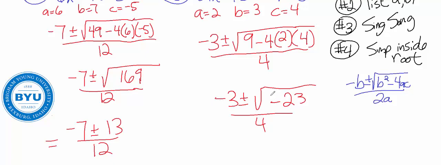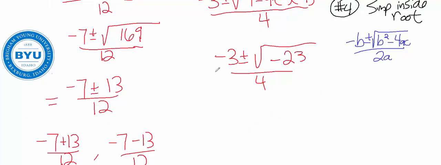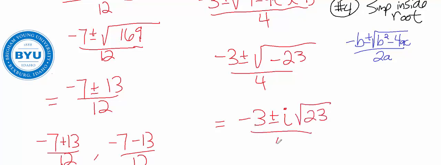Whoa! We have a negative inside a root. Now 23 doesn't break down, there's no perfect squares in there. But we do have a negative inside the root, and so therefore we need to pull it out and make it an i. So I'm going to put -3 plus or minus i root 23 all over 4. That's my answer there. You might have put the i after that. That's fine too. Usually we're going to put i in front, especially when it's written in this quadratic formula situation. That's just kind of more common.